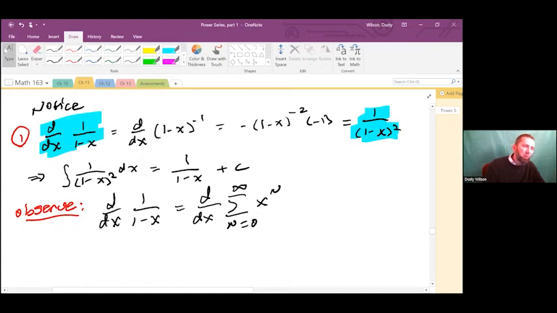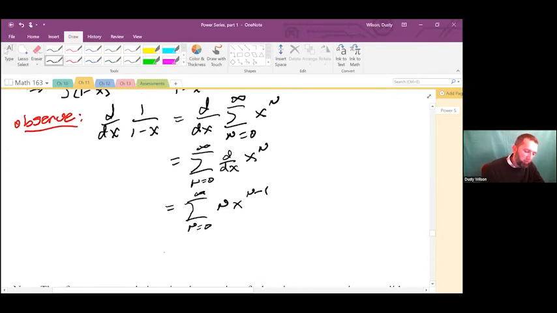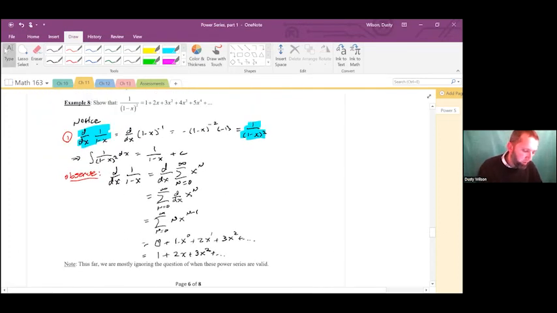If you want to differentiate an infinite series or a power series, you can differentiate term by term. So this is the sum from n equals 0 to infinity of d/dx of x to the n, which would in turn be the sum from n equals 0 to infinity of n times x to the n minus 1. And if you wrote out the very first few terms, the very first term would be 0, plus 1 times x to the 0, plus n equals 2, so 2 times x to the 1, plus n equals 3, 3 times x to the 2, plus dot dot dot. Or in other words, we have 1 plus 2x plus 3x squared plus dot dot dot, which is exactly what we were trying to show.